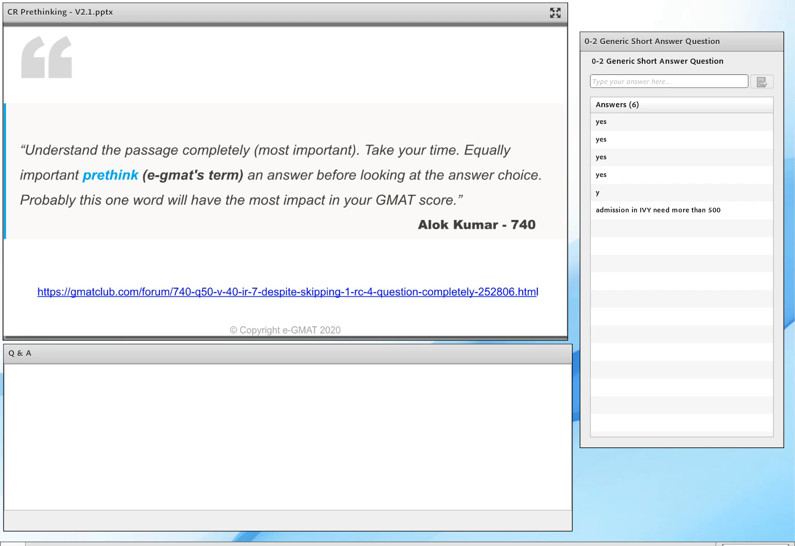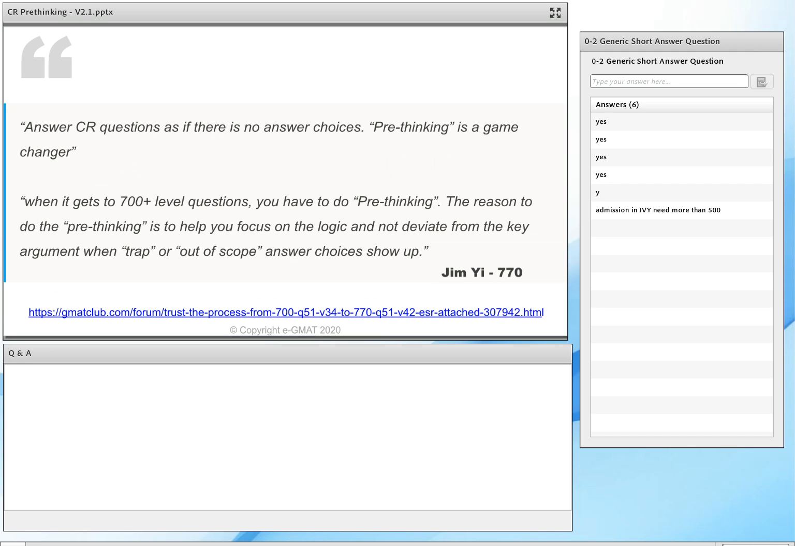And there's some evidence. Here's one of our former students who really says, hey, understand the passage completely, take your time, equally pre-think an answer before looking at the answer choice. This one word will have the most impact on your GMAT score.